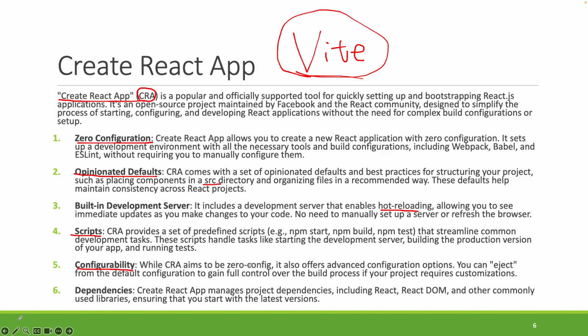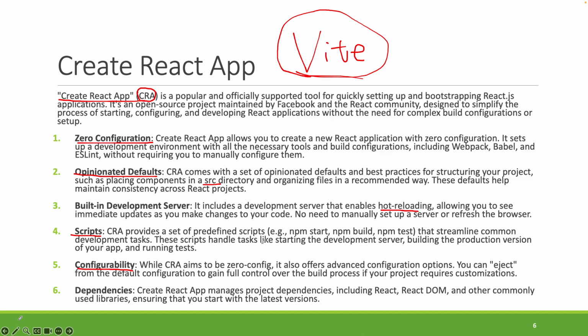CRA aims to be zero config, but it also has advanced configuration options. You can eject from the default configuration and gain full control over the build process if your project requires customization. Okay, you can do it. If you want to change the port number, you can also change it.